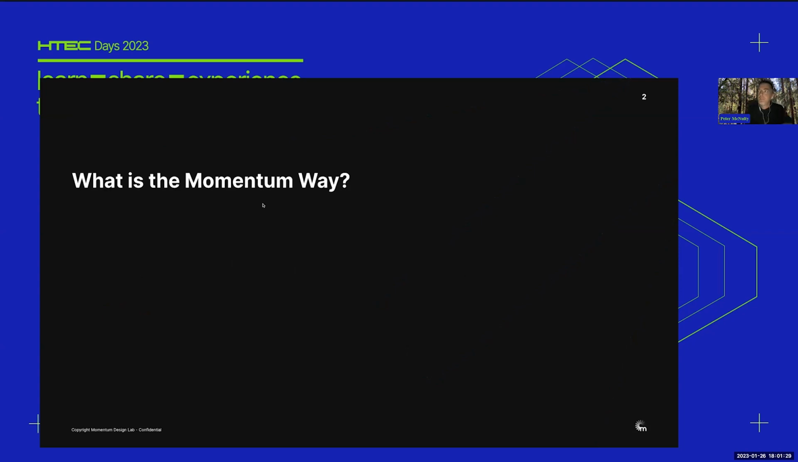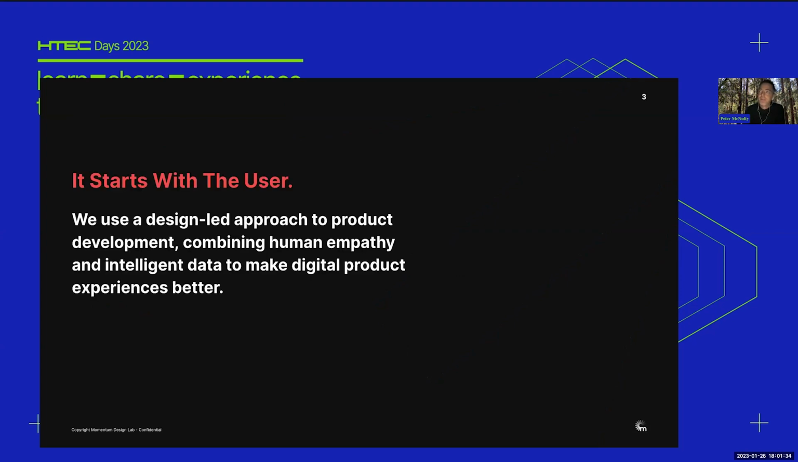So the question is, what is the Momentum Way? It starts with the user. We are a design-led organization. We combine human empathy as well as intelligent data to make the right decisions to create better experiences. Let me show you how we get there.